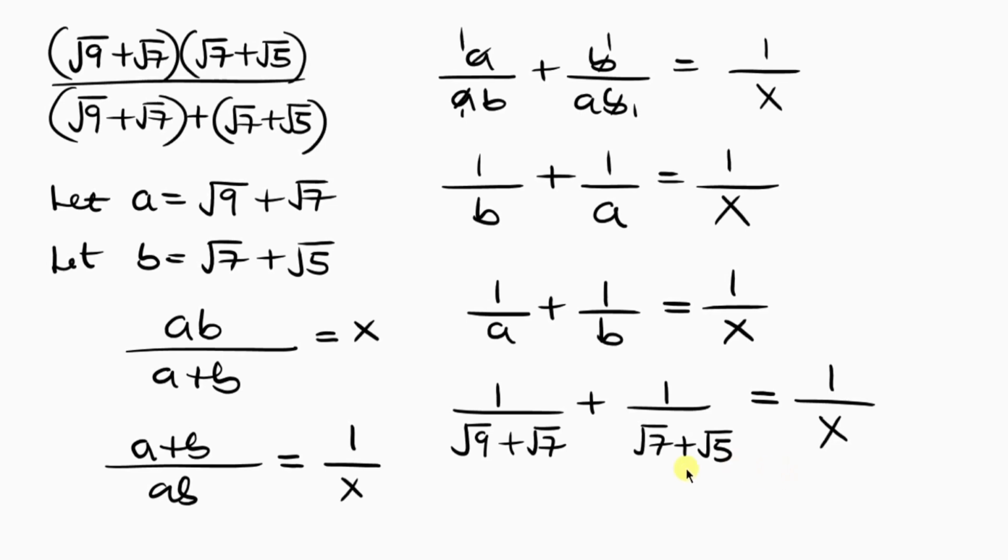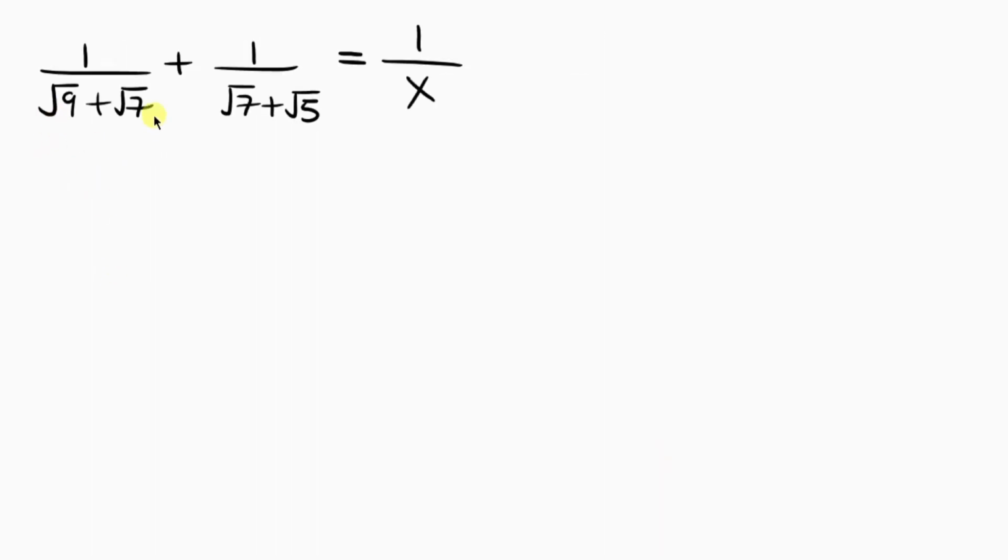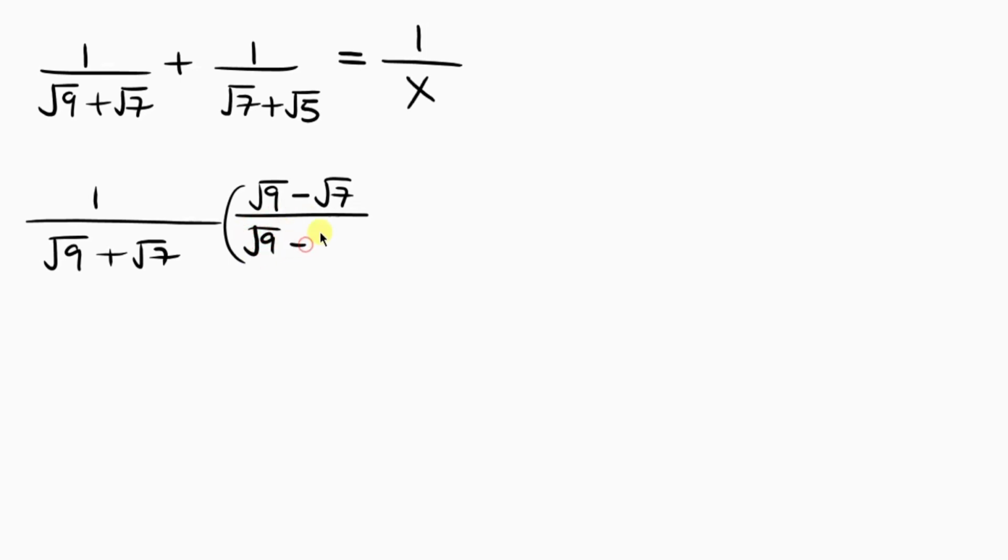Our next step will be for us to rationalize the denominators. Since this is short, we're going to be rationalizing the denominators. I'll rationalize the denominator of this. I'll also rationalize the denominator of this other one. Let's continue. So we're going to be using the conjugate to rationalize. So for this first one, I'll be having 1 all over the square root of 9 plus the square root of 7. So rationalizing with the conjugate is the square root of 9 minus the square root of 7. That's the conjugate of this, all over the square root of 9 minus the square root of 7.